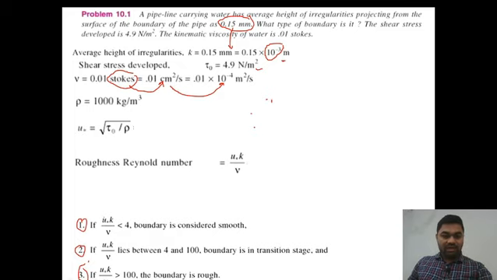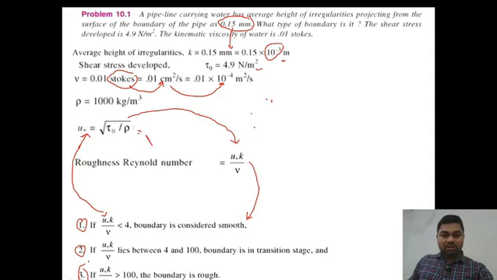To find this, first we need to find u star. u star is nothing but our shear velocity, which we get by this formula. On substituting this shear velocity in this equation, we will get the roughness Reynolds number. Based on this, we can judge what type of boundary it is. So, first let us find this shear velocity.